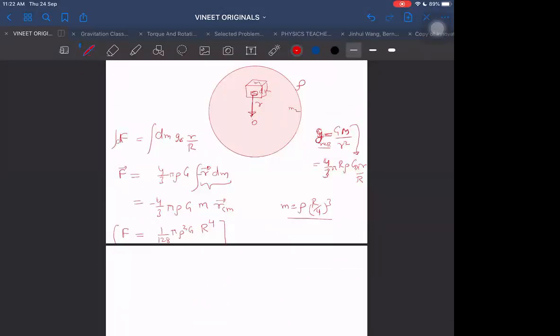Then product should become directly proportional to product of masses. It should become 35 times. And what should I write here finally? This is only for 128, means net F will be here. Okay, you understand now. I'm writing answer will be F is equal to 35 divided by 128 into pi into rho square into g into r raised to power 4.